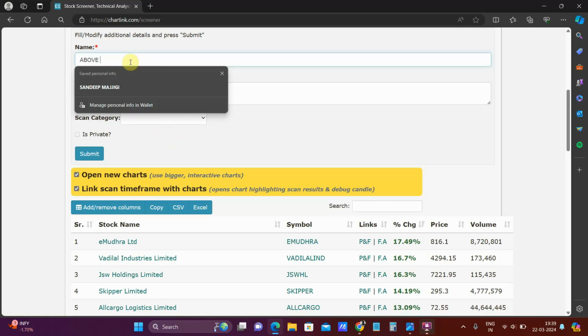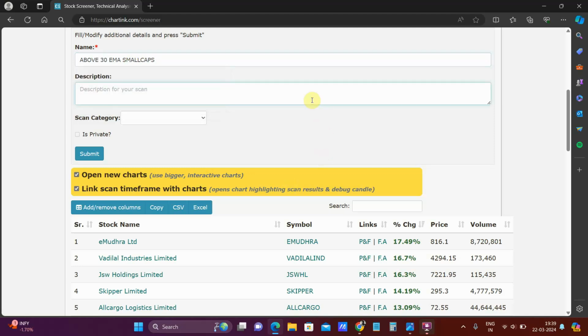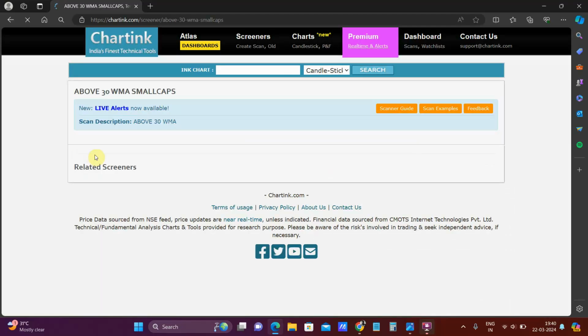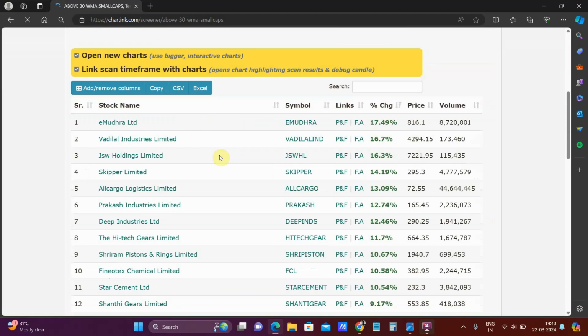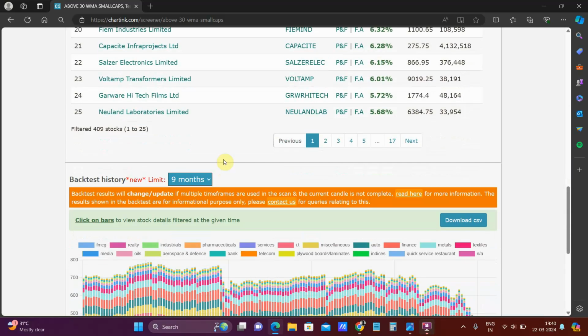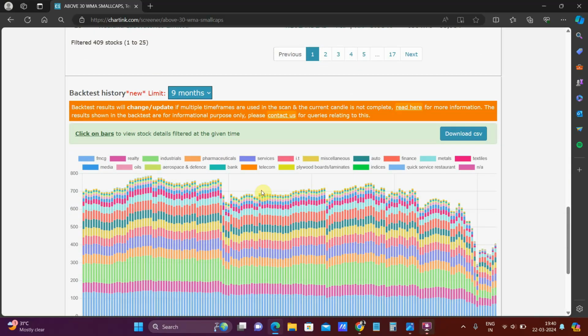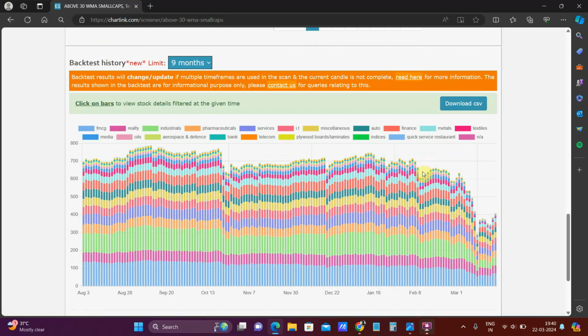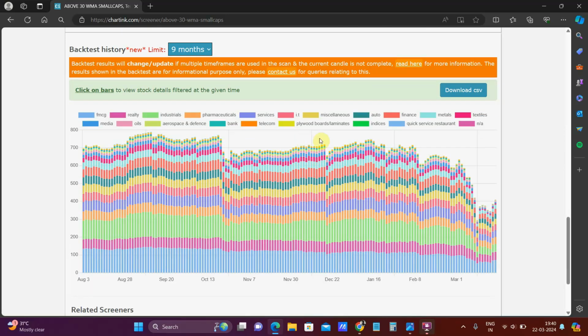above 30 WMA small caps, right? So then here as well, you can do the same thing, above 30 WMA. Sorry, this is not EMA, this should be WMA, right? And then you submit, right? So now what it will show you is there is a chart that is built at the bottom of your screen, correct? So what does this chart tell you?